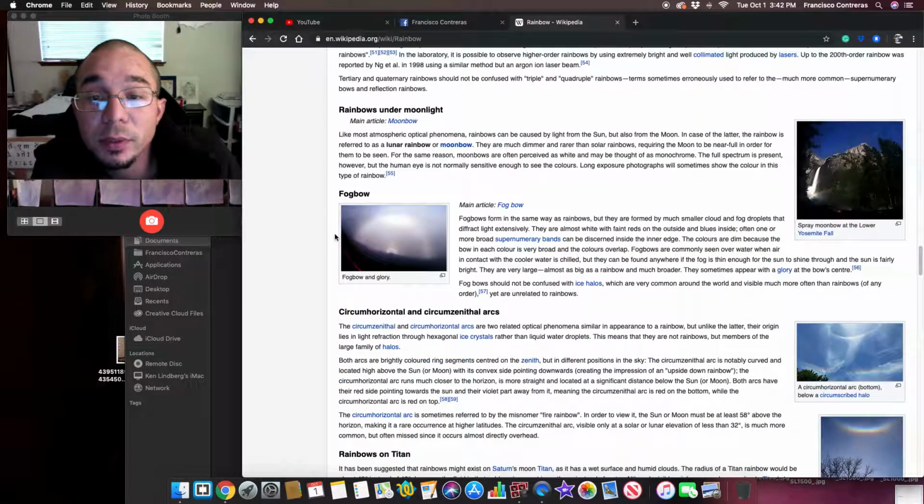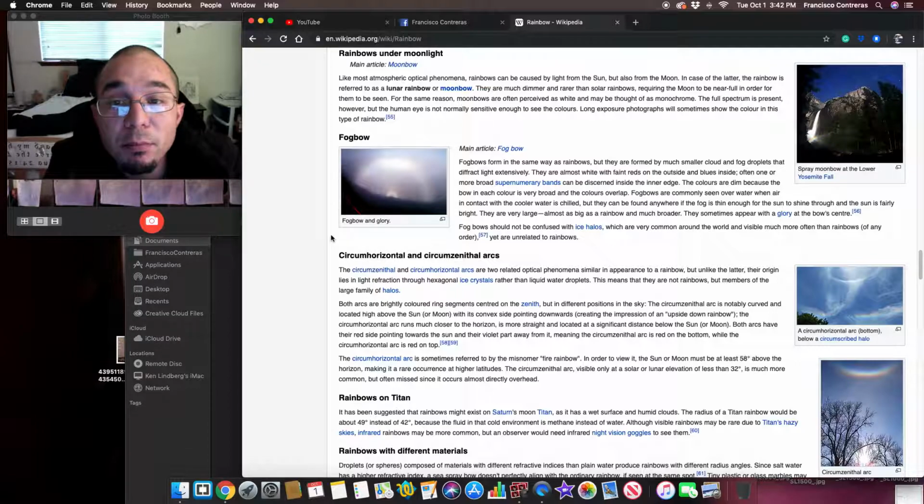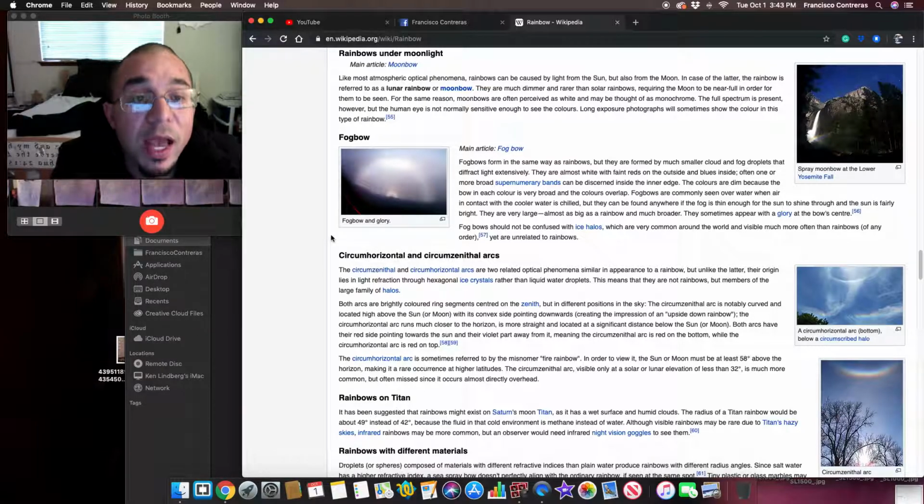Rainbows under moonlight. Main article: Moonbow. Like most atmospheric optical phenomena, rainbows can be caused by light from the sun, but also from the moon. In case of the latter, the rainbow is referred to as a lunar rainbow or moonbow. They are much dimmer and rarer than solar rainbows, requiring the moon to be near full in order for them to be seen. For the same reason, they are often perceived as white and may be thought of as monochrome. The full spectrum is present, however, but the human eye is not normally sensitive enough to see the colors. Long exposure photographs will sometimes show the color in this type of rainbow.